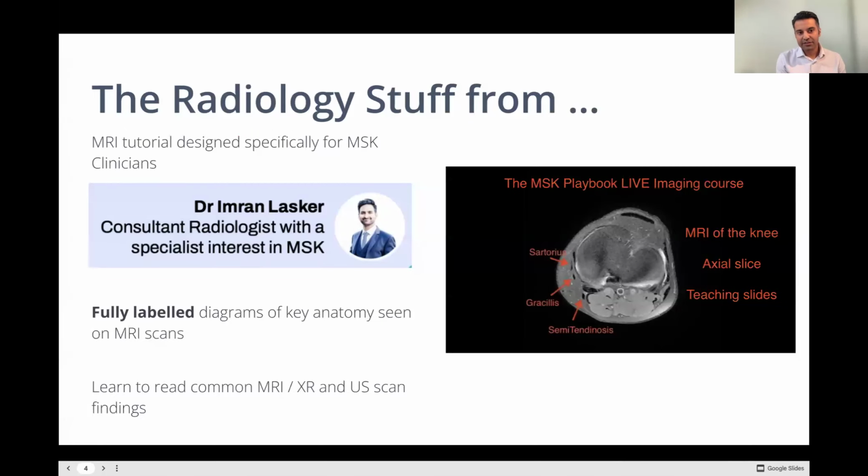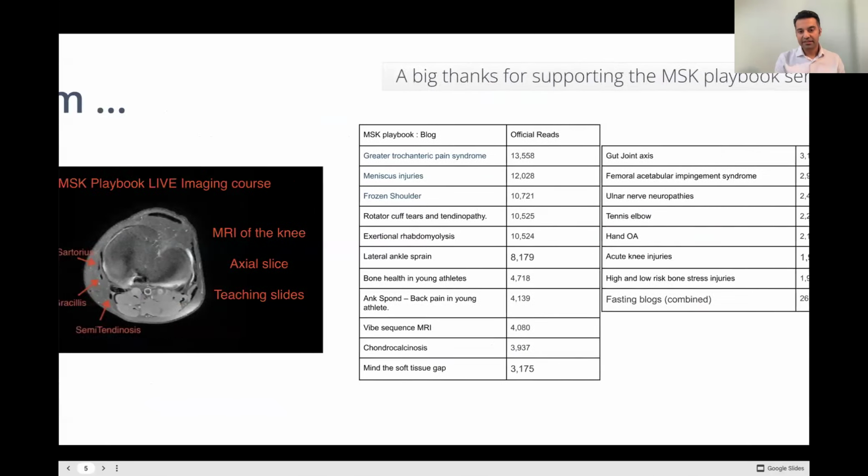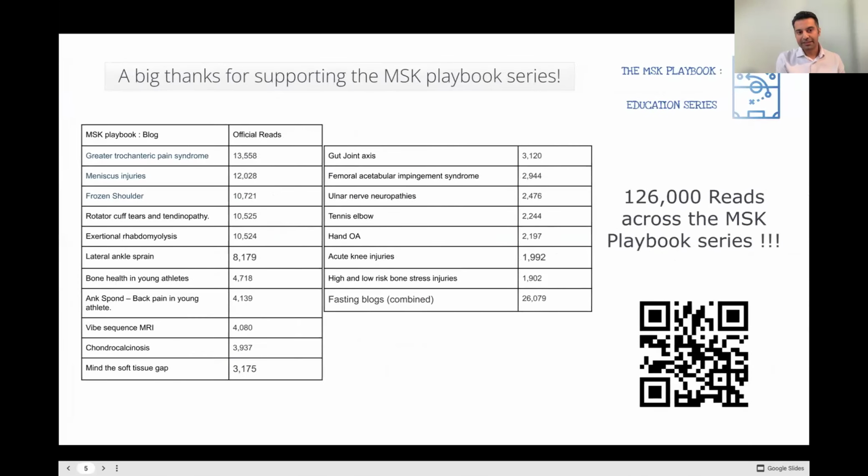I'm joined by Dr. Imran Lasker, who's an MSK radiologist, and he's designed some really cool MSK tutorials. So he's designed the MSK MRI tutorials for MSK clinicians, and they're set at the level where you could start to learn to read MRI scans. Maybe you get a report on your desk. Maybe you want to understand more about this and what it looks like on imaging. And today we're going to go through a shoulder MRI scan.